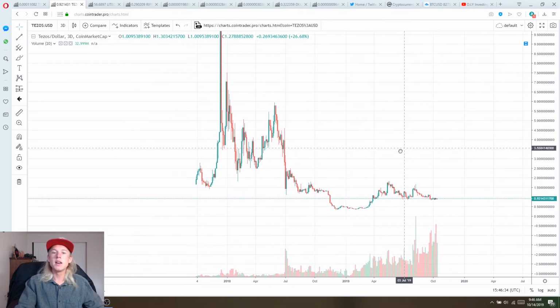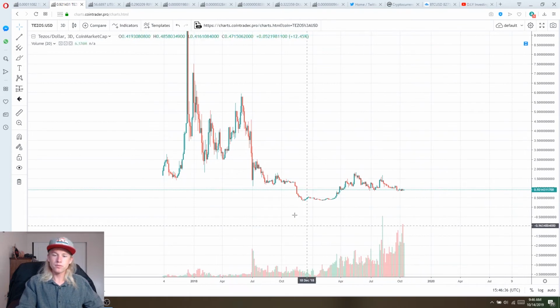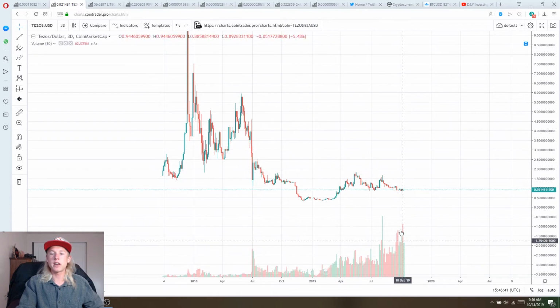But overall, guys, if we look at the volume profile here, this initial leg up from these December lows has created a significant amount of volume.